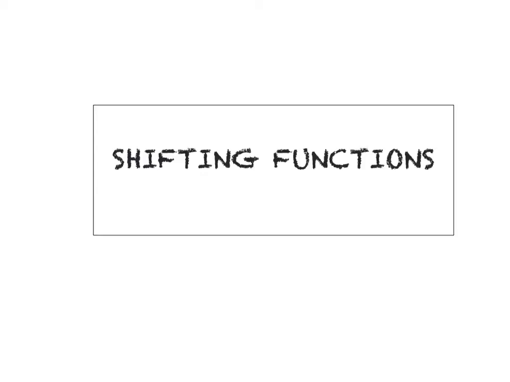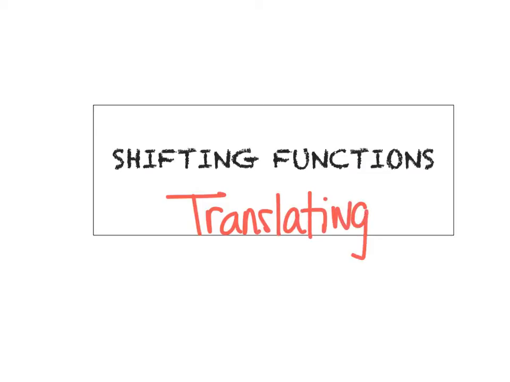Well, welcome back. Tonight's topic is on shifting functions. Another word for shifting would be translating, and you probably talked a lot about shifting or translating back in geometry. Basically what we're describing is taking a function and not changing its size or shape. We're just picking it up and maybe moving it to the right and moving it down.